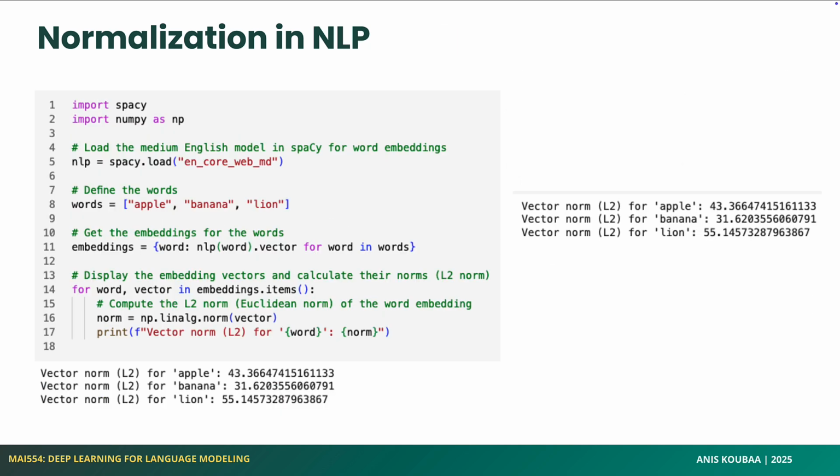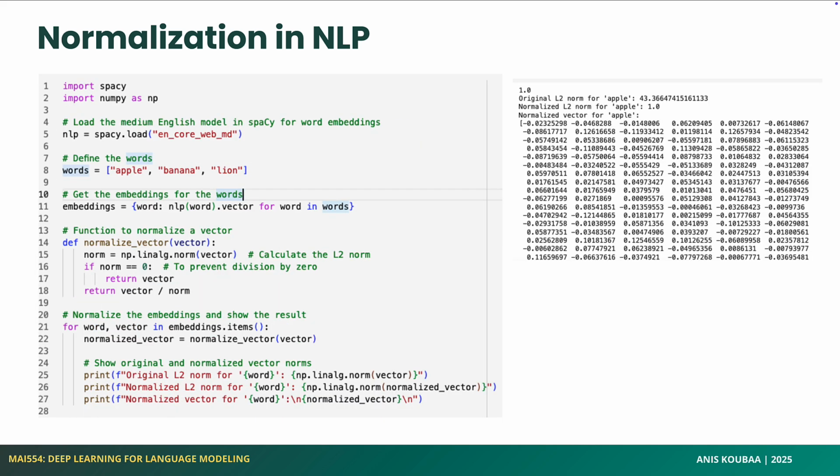Now, in NLP, we do the same normalization. The vector norms for apple, banana, and lion we find to be 43, 31, and 55. We can do that using np.linalg.norm, which returns these L2 normalization values. After that, we can represent the normalized vector. This is the normalized vector for apple.